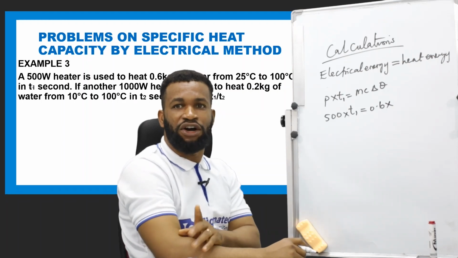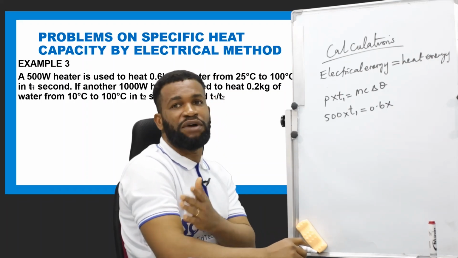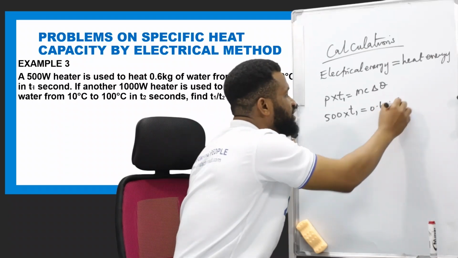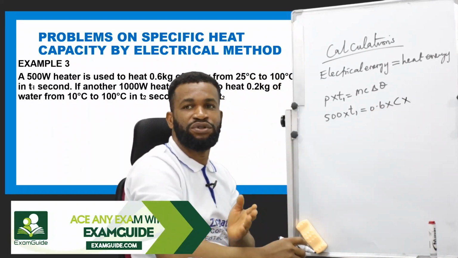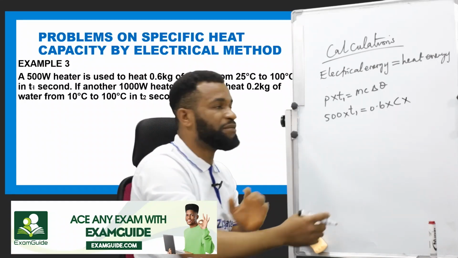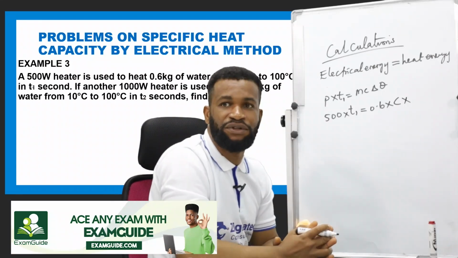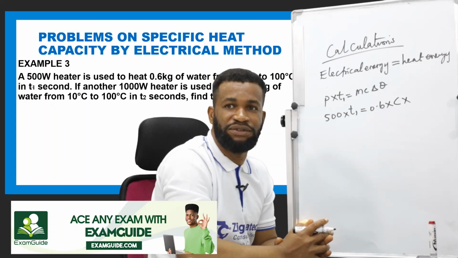Okay, if this is water, the two of them are water, so I can just use C, multiplied by, what is the temperature change? From 25 to 100. That means 100 minus 25, which is going to give us 75.